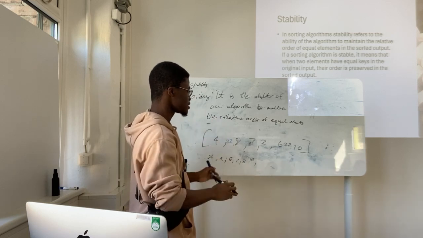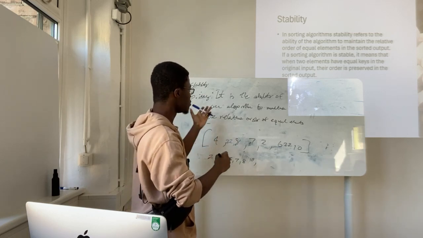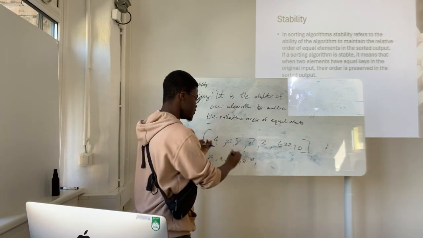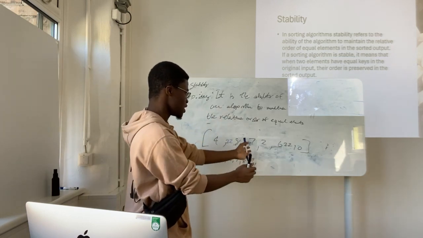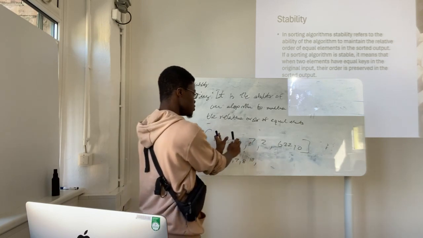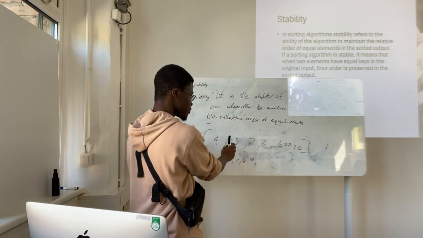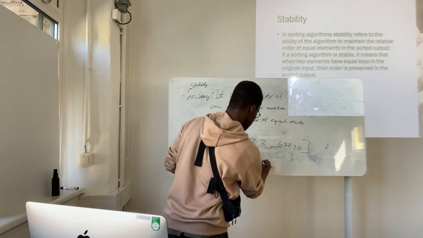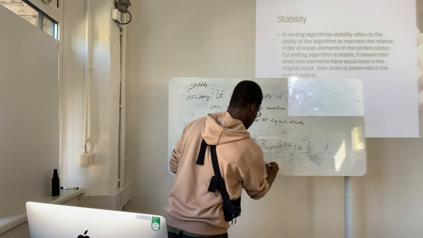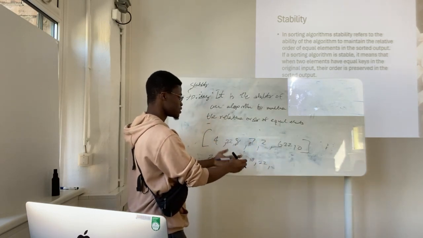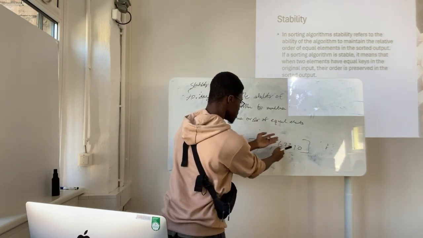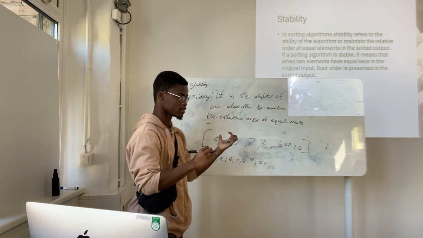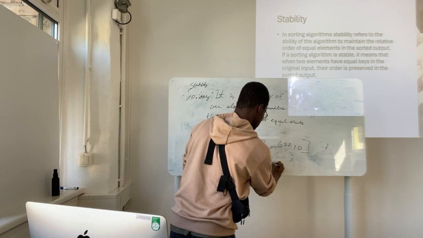But what we want, what makes for a stable sorting algorithm, is an outcome where this 22, relative to this 22, comes before and is still in that order. So we want this blue 22 here to come before this 22 in the output, retaining that relative order, even though they're the same elements.